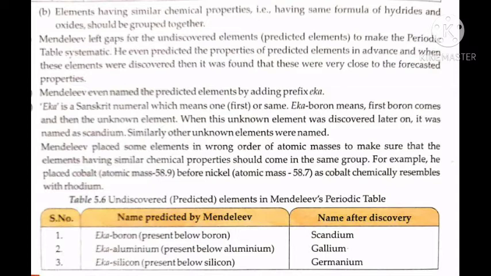Table 5.6 shows the undiscovered elements in Mendeleev's periodic table: serial number, name predicted by Mendeleev, name after discovery. First one, eka boron, present below boron, name after discovery, scandium. Eka aluminium, present below aluminium, name after discovery, gallium. Eka silicon, present below silicon, name after discovery, germanium.